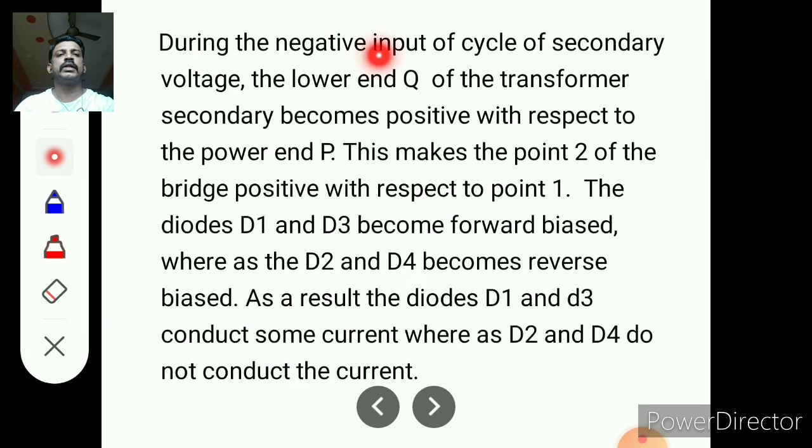During the negative input half cycle of the secondary voltage, the lower end of the transformer secondary becomes positive with respect to the upper end. This makes point 2 of the bridge positive with respect to point 1. Now, during the negative half cycle, the polarities change. Point 1 becomes negative, and at the same time point 2 becomes positive. Diodes D1 and D3 become forward biased, whereas diodes D2 and D4 become reverse biased. As a result, diodes D1 and D3 conduct current, whereas diodes D2 and D4 do not conduct current.